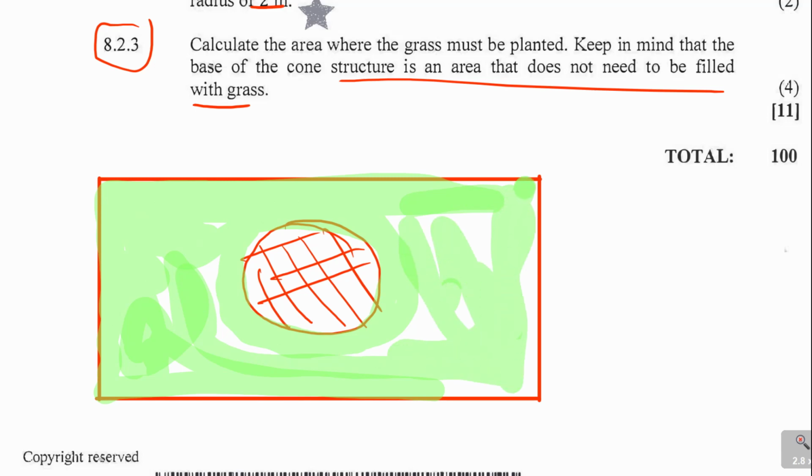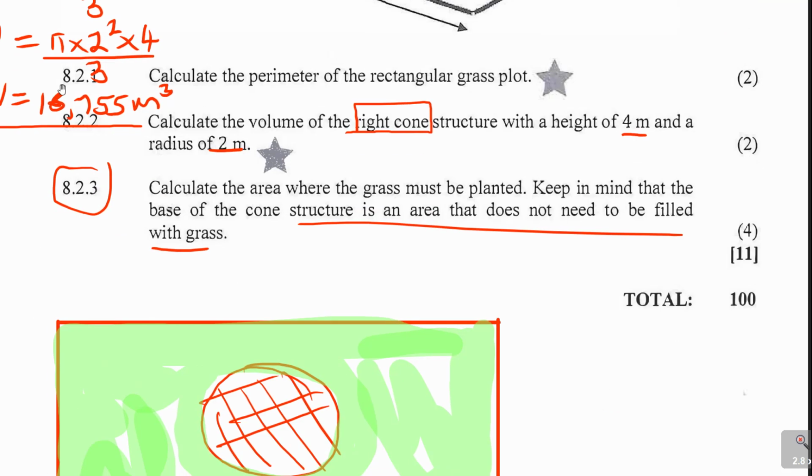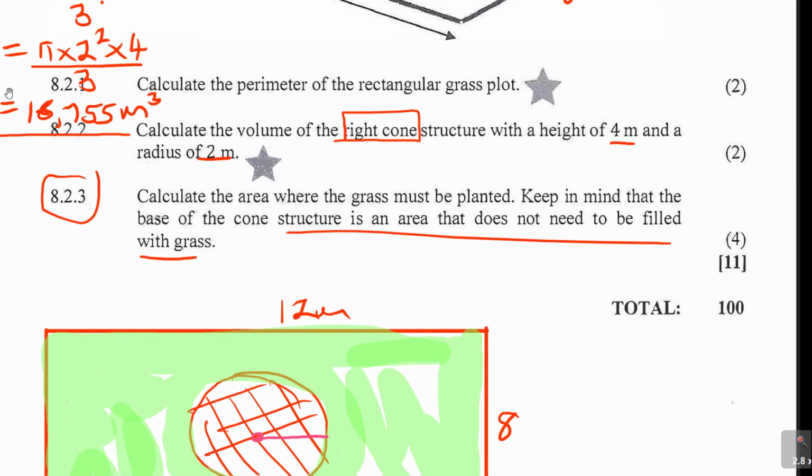So now if you're going to plant the grass around this, what do we have? They say calculate the area. Now we have got two areas here. 8 and 12 is the length and breadth. So this side is 12 meters. This is 8. Now they also gave us the radius of this part. They told us the radius is 2 meters. That is very crucial information there.